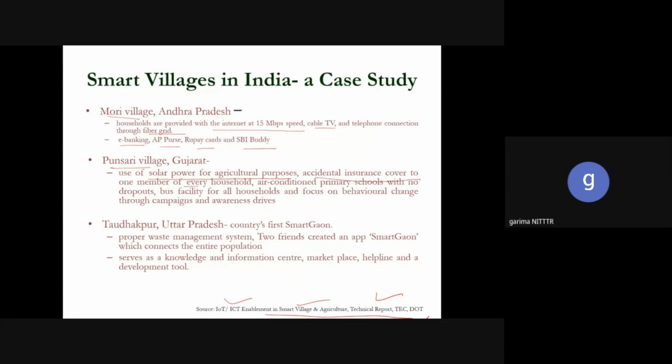accidental insurance cover to one member of every household, air-conditioned primary schools with no dropouts, bus facility for all households, and focus on behavioral changes through campaigns and awareness drives. Similarly, in Uttar Pradesh, Takodarpur is the country's first smart village, where two friends from that village created an app, Smart Cow, which connects the entire population. They have also provided a proper waste management system there. It also serves as a knowledge and information center through the Smart Cow app, providing a marketplace, helpline, and a development tool. So this is all about IoT.